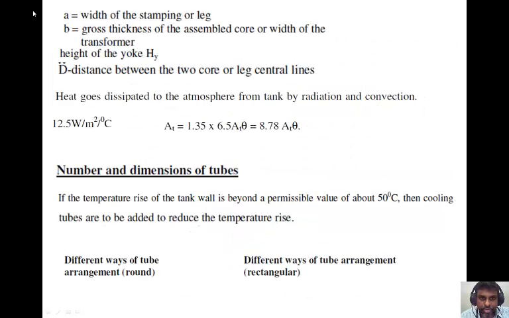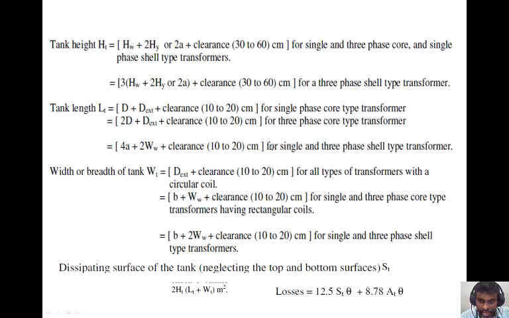Width of the stamping and B gross thickness, height of the yoke, distance between the two core legs. So heat is dissipated to the atmosphere from the tank by radiation and convection. The convection coefficient is going to be like this, and the area of the tube is going to be 1.3 times 6.5 area of the tube into theta, which is equal to 8.78 AT, this one. So 8.78 area of the tube into theta.